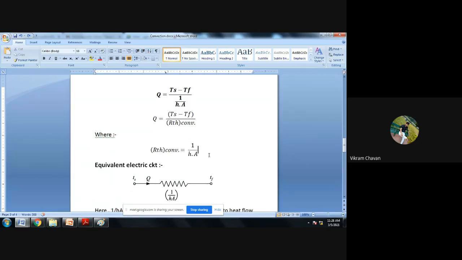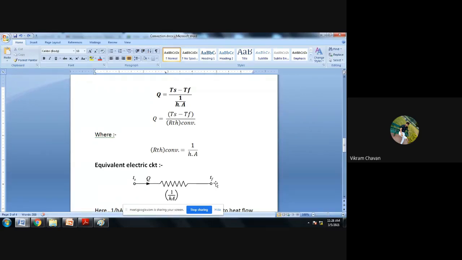Now after doing this, we can easily draw the equivalent electric circuit for Newton's law of cooling. Heat is transferring. Why? Because of a temperature difference, the surface temperature and the fluid temperature. The surface temperature is greater than the fluid temperature, so from surface to fluid the heat is transferring.